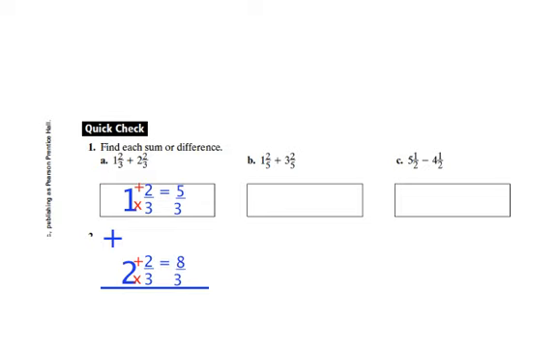5/3 plus 8/3 is 13/3. Then we need to change it back into a mixed number. 3 goes into 13 4 times. 4 times 3 is 12, so we have 13 minus 12 is 1. So our final answer is 4 1/3.